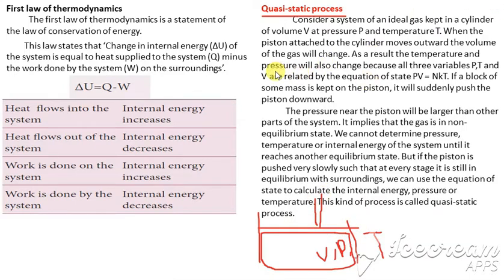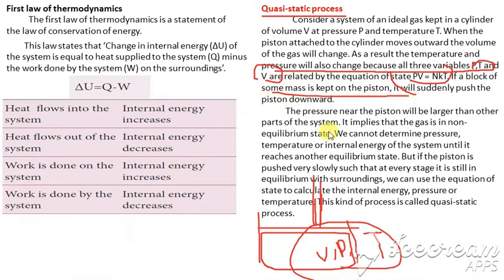The temperature and pressure will also change because all the variables P, T and V are related by the equation PV is equal to NKT. So if we change only the pressure, what happens? Everything will change, pressure, volume and temperature, is it not? And if a block of some mass is kept on the piston, what happens? It moves downwards.